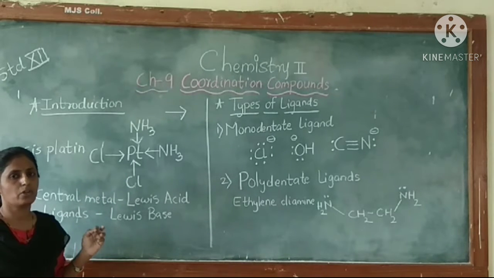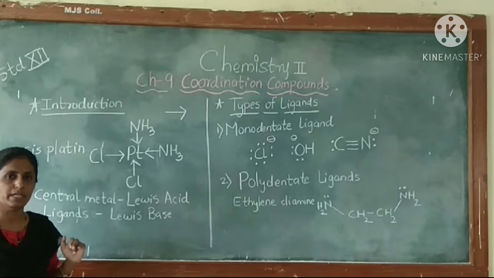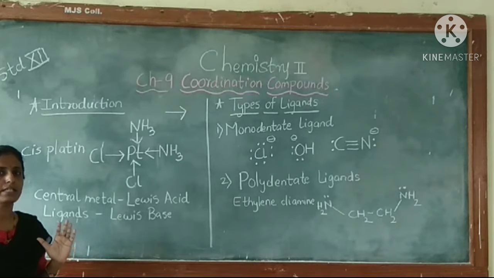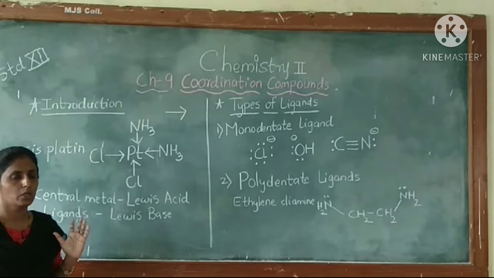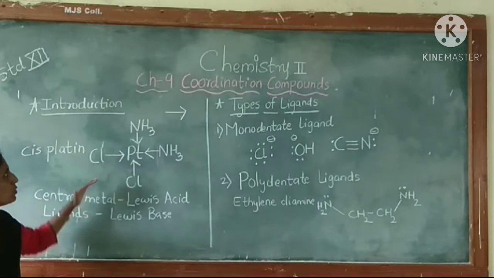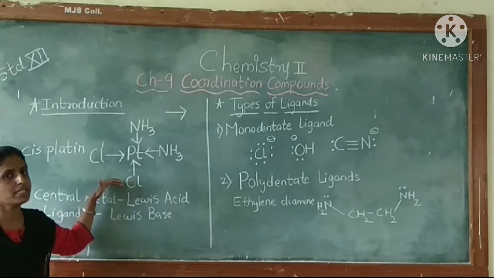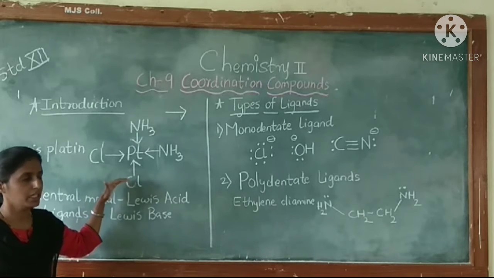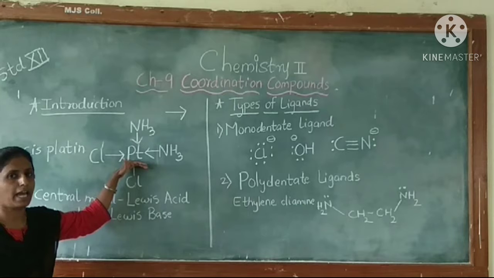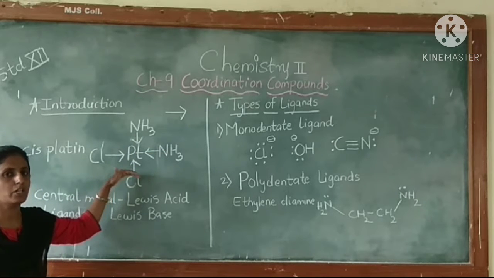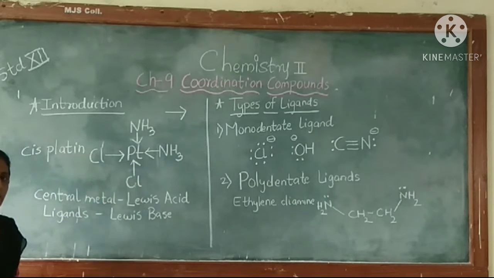You know the definition of Lewis acid and Lewis base. A Lewis acid is any species which can accept electron pairs, and a Lewis base is any species which can donate electron pairs. So this coordination compound can be considered as a Lewis acid-base interaction in which your central metal atom or ion is the Lewis acid and the surrounding molecules or ions are your Lewis bases.